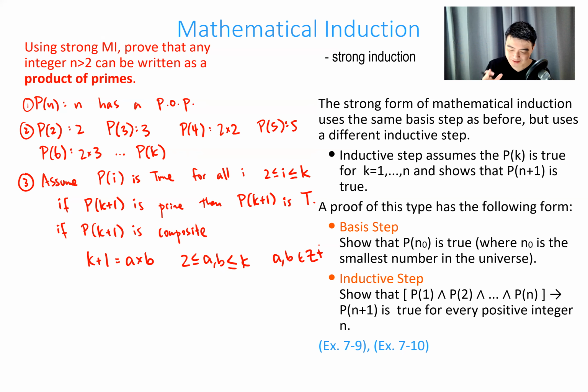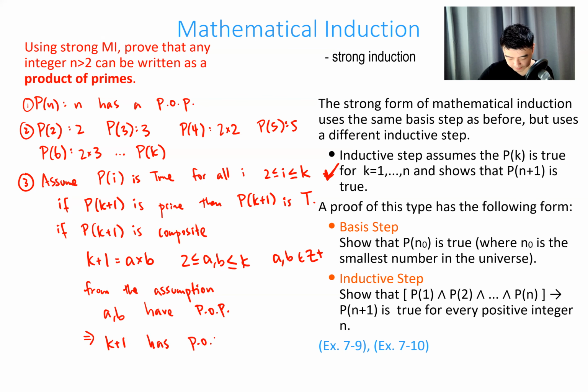But what did we just say about every single number between 2 and k? Look back at the assumption. We said P(i) is true for every i between 2 and k. So that means in particular, a and b have product of primes. So from the assumption, we find that a and b have product of primes. And therefore, we can say k+1 has product of primes.